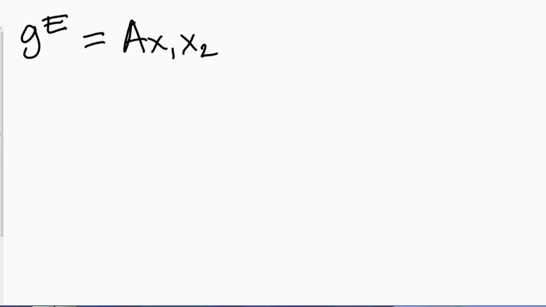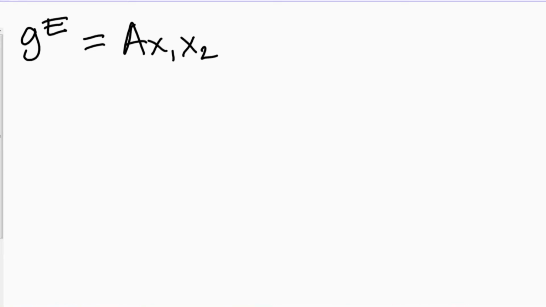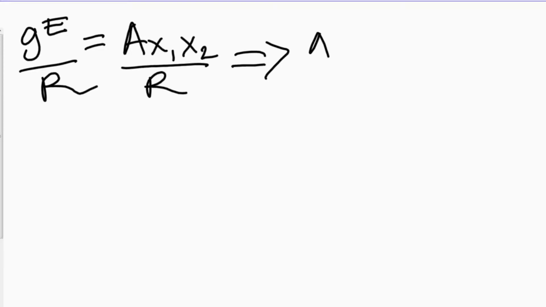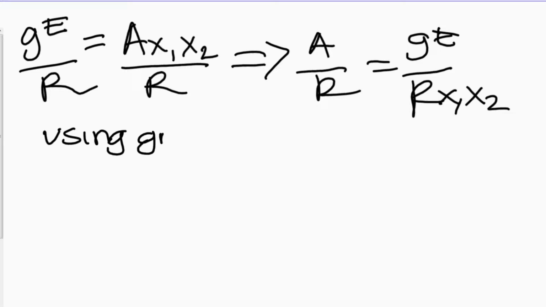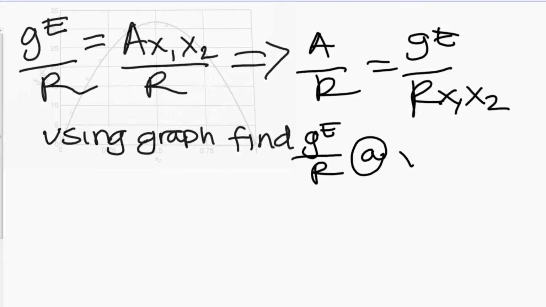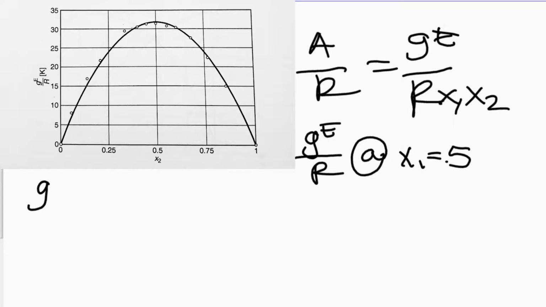Because the graph references excess Gibbs free energy over R, you have to divide both sides of the equation by R. Solving for A over R, you'll get excess Gibbs free energy over R times the mole fraction of x1 times x2. Using the graph given in the problem statement and choosing any value of x2, here we chose 0.5, you'll find that the value of GE over R is 31.